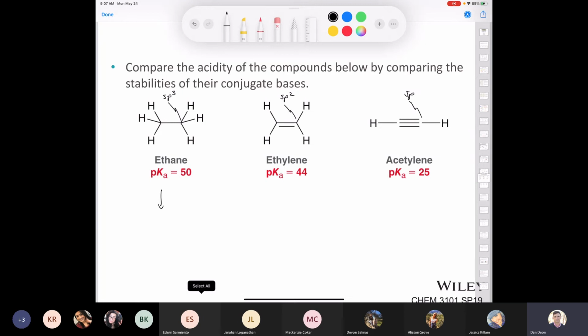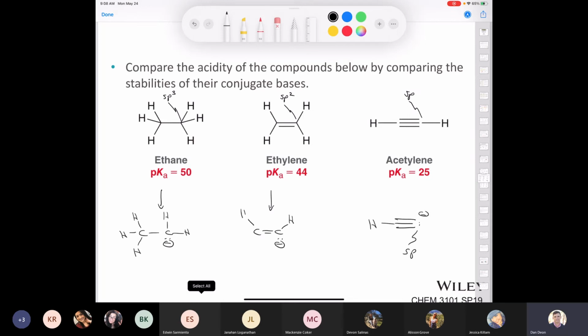Why? Because if you look at the conjugate base here, this negative charge is in an sp hybridized orbital. That's a lot smaller, and therefore the lone pair is held very tightly to the nucleus, and therefore it's going to be a lot more stable than the conjugate base that you would get here that is in an sp3 hybridized orbital. And that's all there is. If you're like, is that the answer? It's just based on the size of the orbital? Yep. That's it. Nothing more than that.